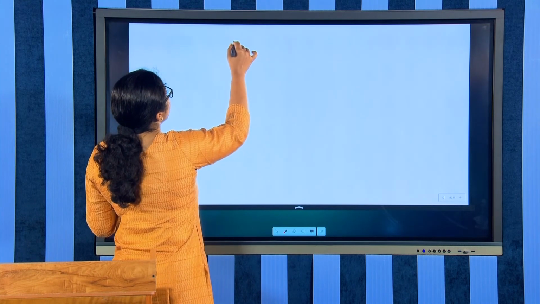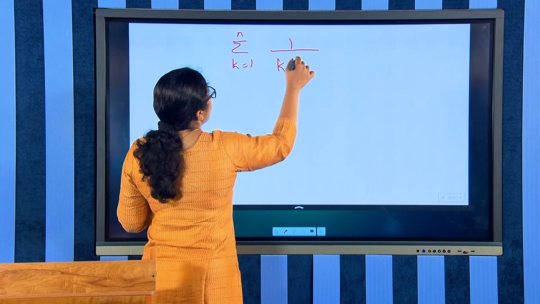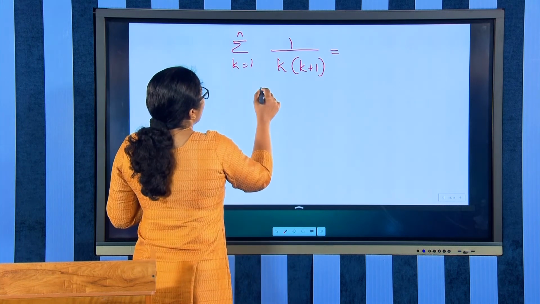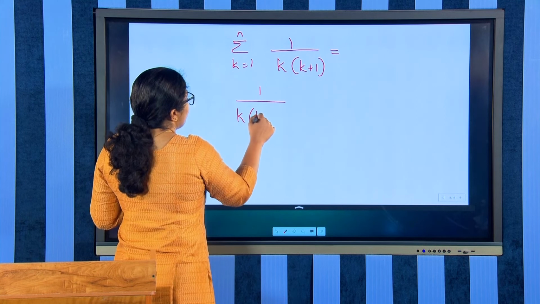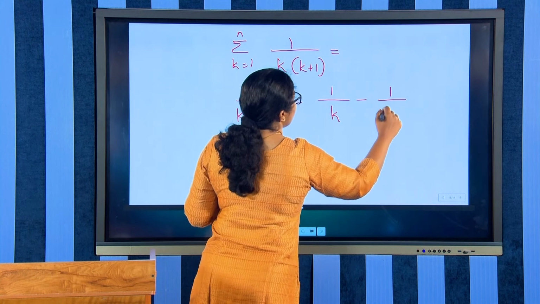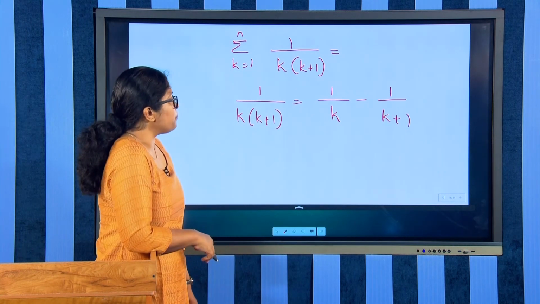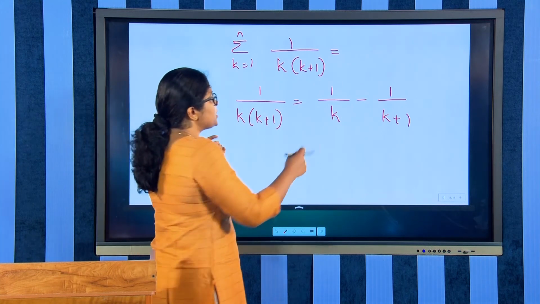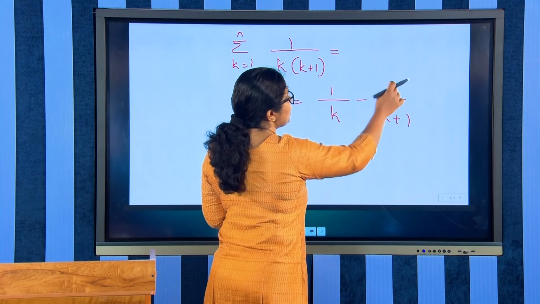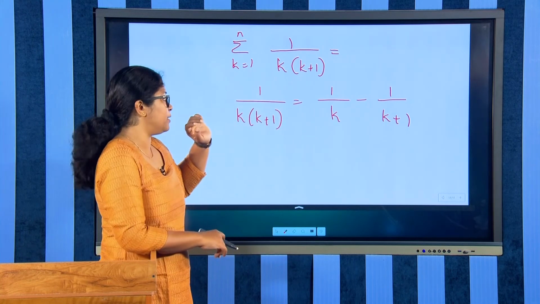So summation k equal to 1 to n of 1 upon k into k plus 1 can be represented as 1 upon k into k plus 1 is equal to 1 by k minus 1 by k plus 1. You will be getting a and b on simplification. So we can just check by taking the LCM. You will be getting k plus 1 minus k, and k will get cancelled. You will be getting exactly the same as the expression on the left side.